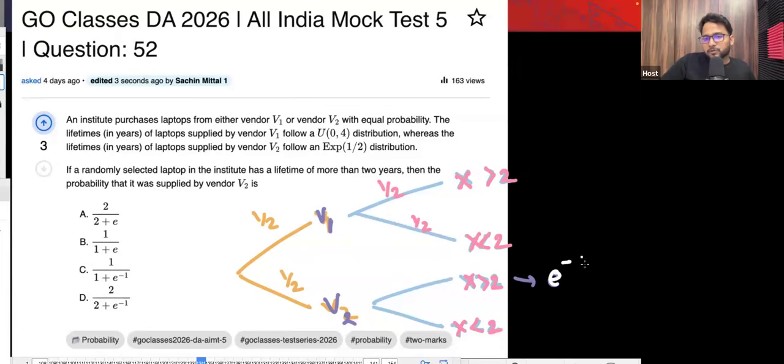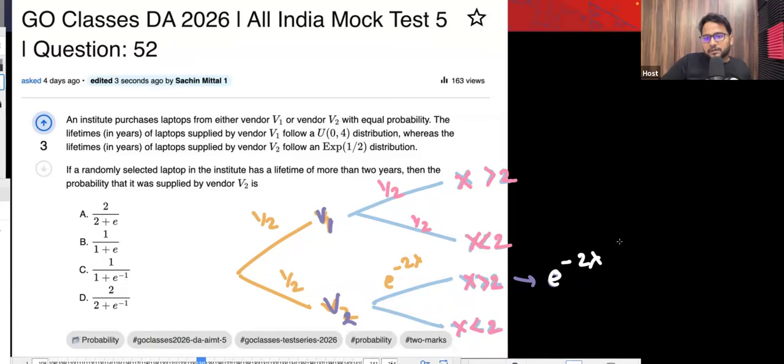The probability will be e power minus 2 lambda. For the other event, the probability is 1 by 2, and for it to happen it is obviously 1 minus e power minus 2 lambda. Something like this.